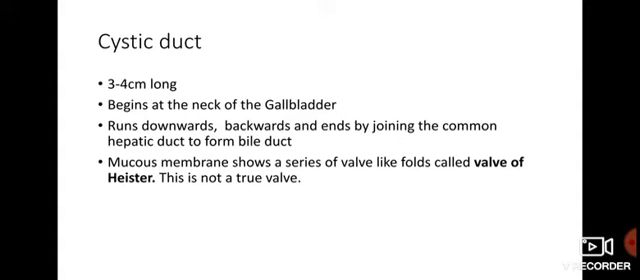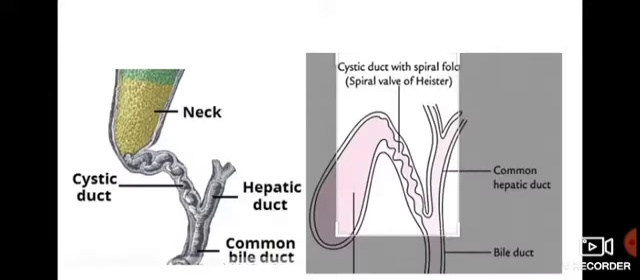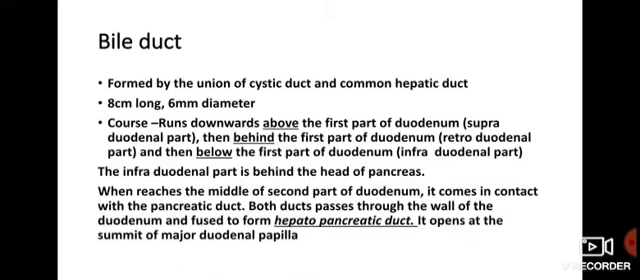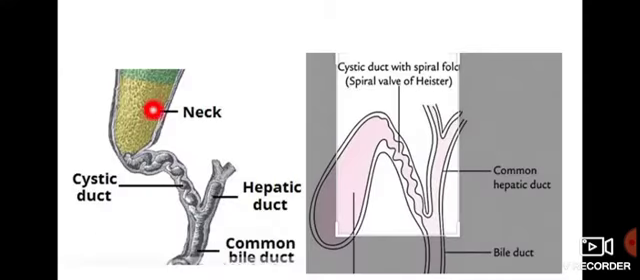The mucous membrane of the cystic duct shows valve-like folds. They are called the valve of Heister. This is not an actual valve, it is not a true valve. Here in this picture, we can see a valve-like fold of mucous membrane inside the cystic duct, and this is called the valve of Heister. This is showing the valve of Heister.